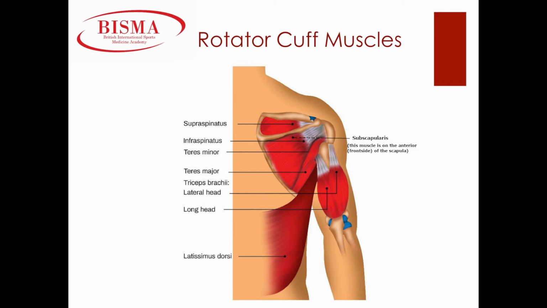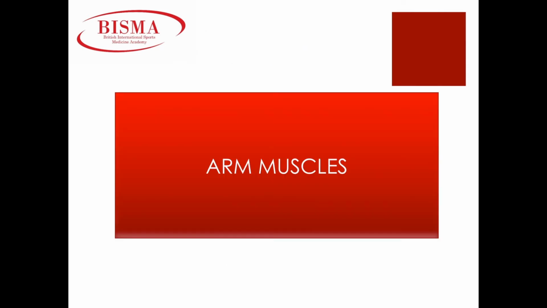The teres minor and major both originate on the lateral border of the scapula and insert onto the humerus. They also play a part in stabilizing the shoulder joint as they cross the shoulder joint, and they assist with rotation of the arm. Arm muscles.